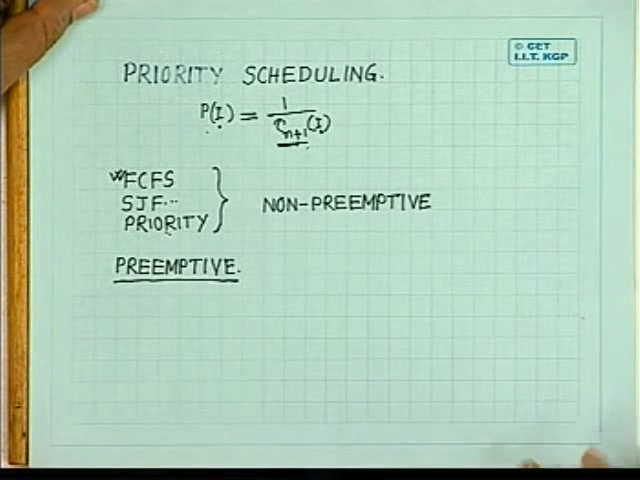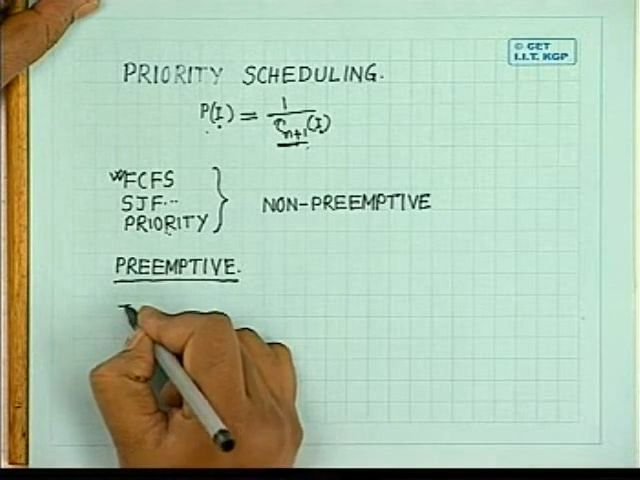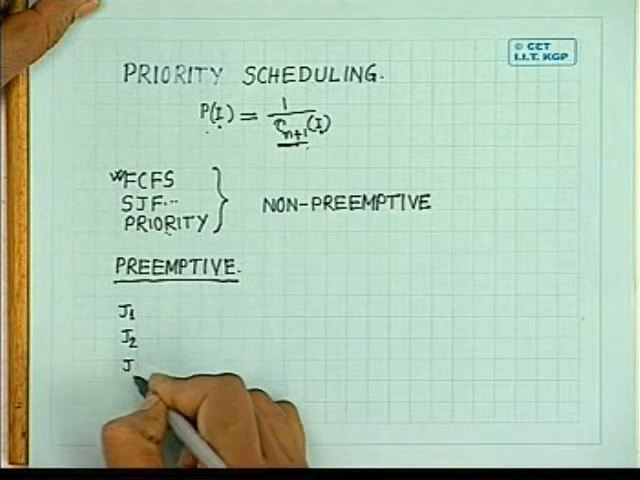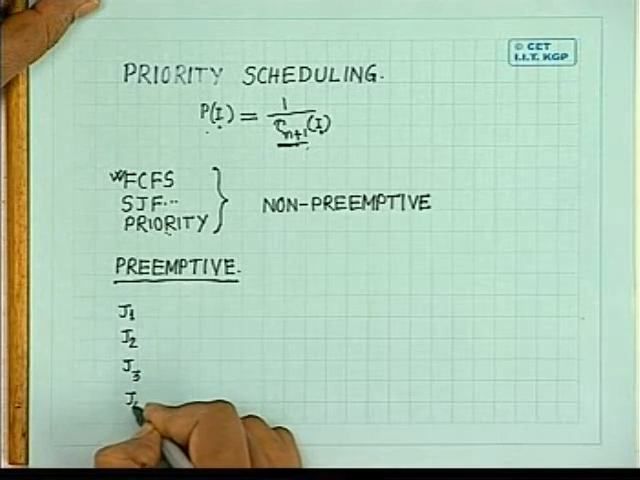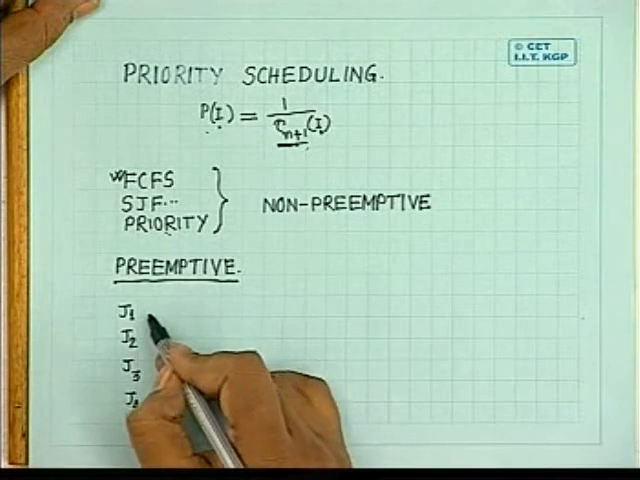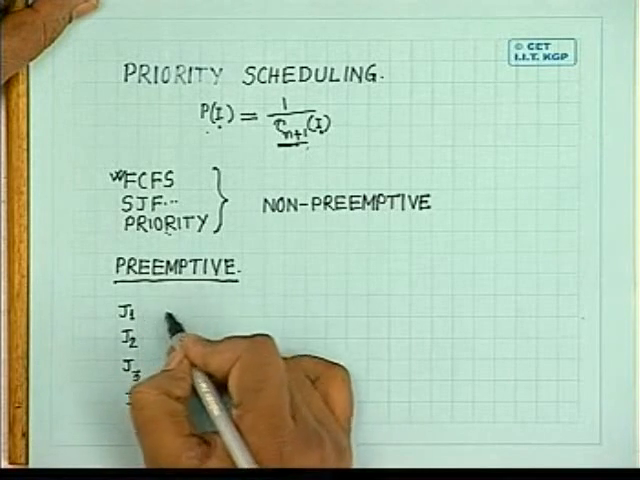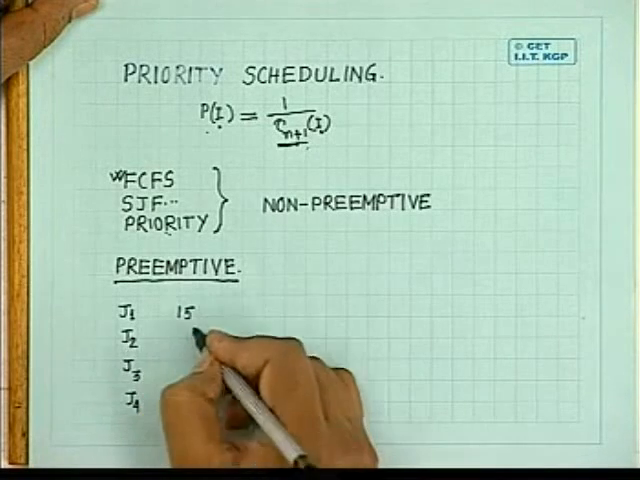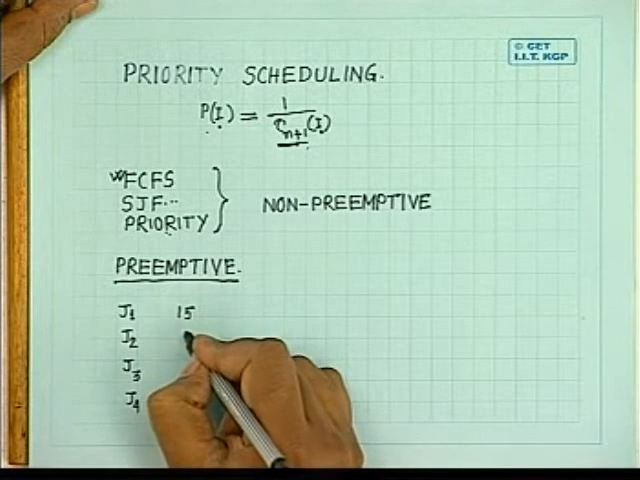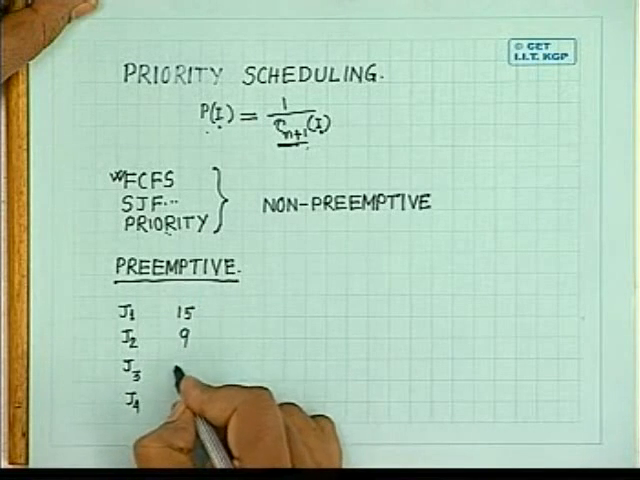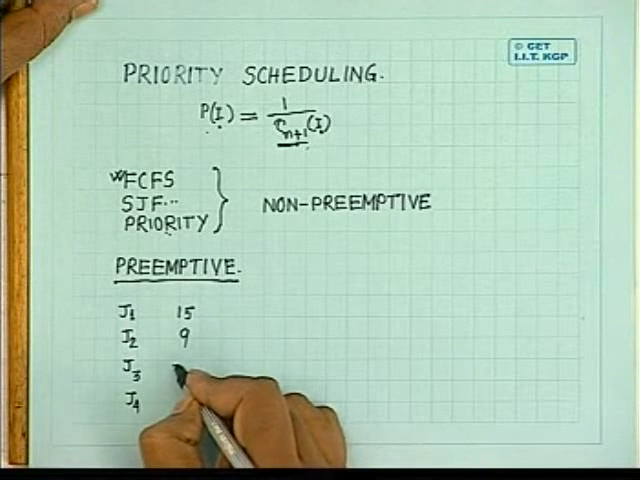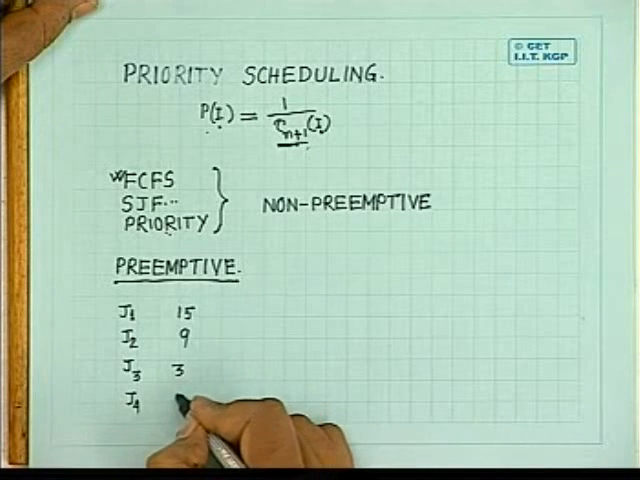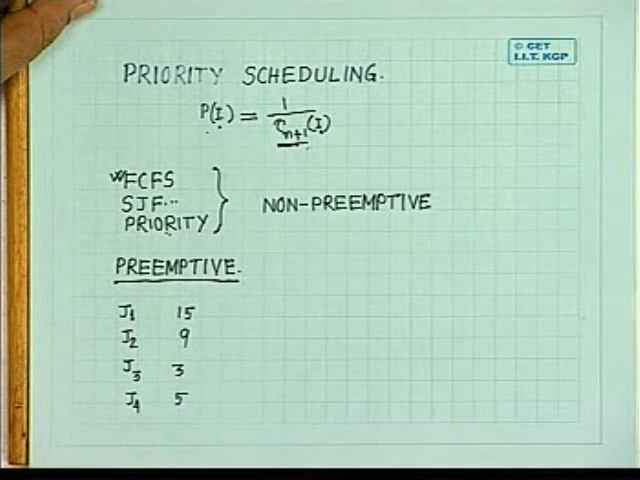Let us take an example. Say I have jobs J1, J2, J3, J4. Suppose the next CPU burst time of job J1 is something like, as we have done previously, 15 time units. For job J2, it can be say 9 time units. For job J3, it can be say 3 time units. For job J4, let us put any value, 5 time units.